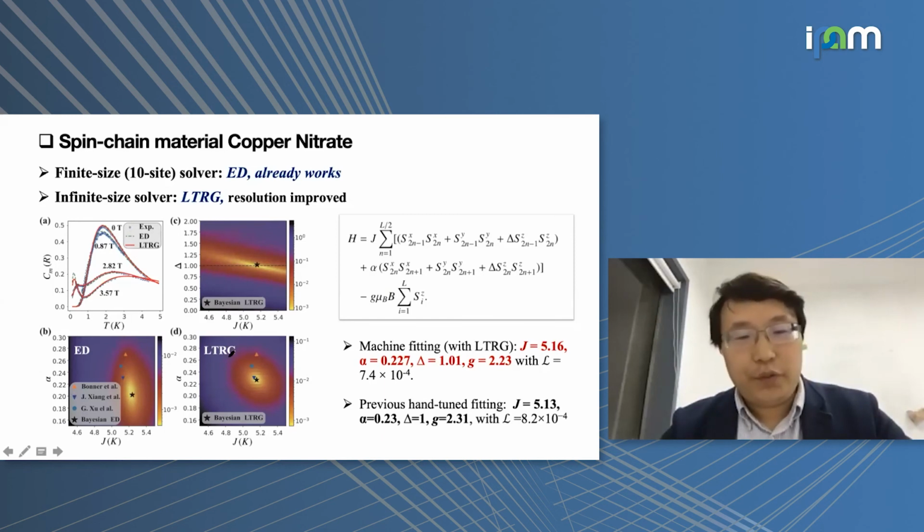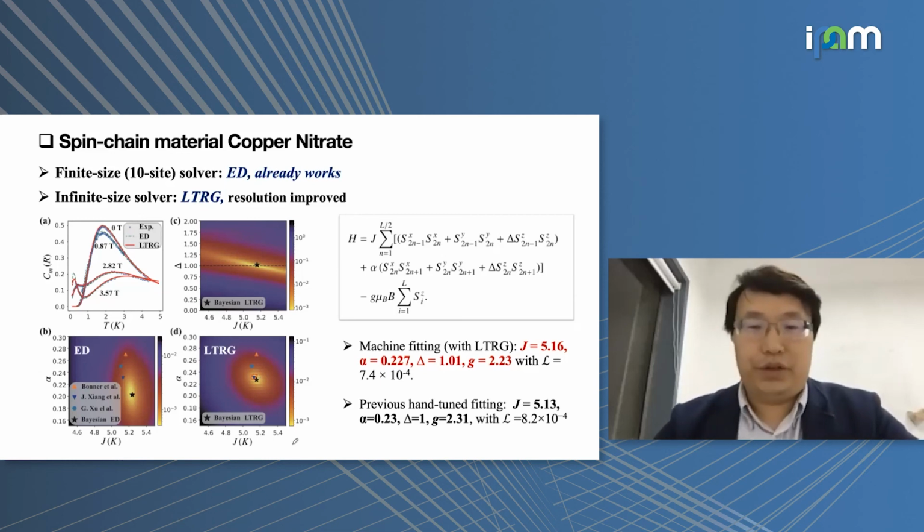If we use LTRG, an infinite chain solver, then we see that the uncertainty of alpha is significantly reduced. And the previously hand-tuned fitting, right? The result, this triangle, is actually very close to the global optimal point. So with this, we reproduce the microscopic model for the copper nitrate.